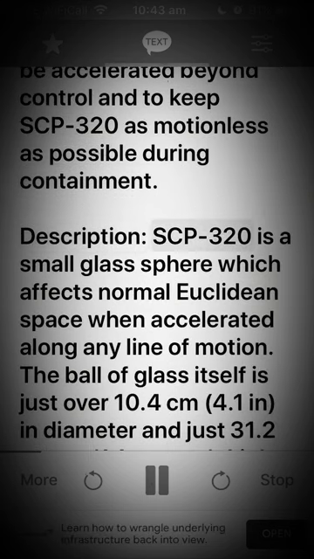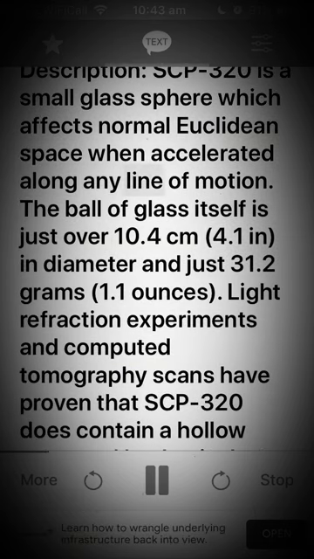Description: SCP-320 is a small glass sphere which affects normal Euclidean space when accelerated along any line of motion. The ball of glass itself is just over 10.4 centimeters (4.1 in) in diameter and just 31.2 grams (1.1 ounces).